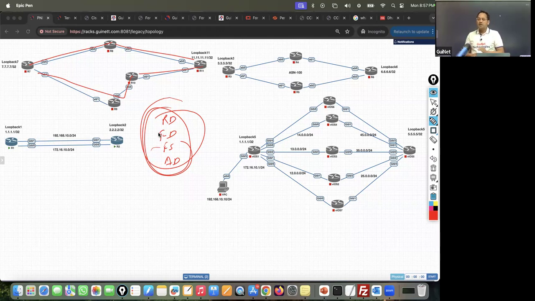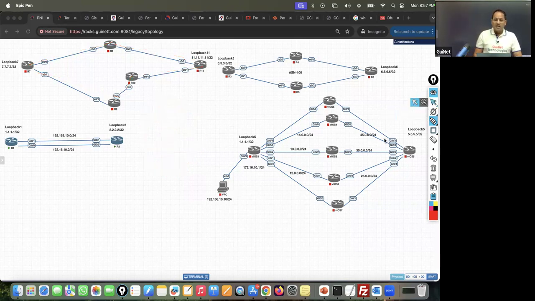But in OSPF, it is going to maintain the full link state, the entire topology, in its database. But in this case, they maintain the topology, they maintain the neighbor tables, they maintain the routing tables, but they even check the vectors for every hop, right? So EIGRP is going to act as your distance vector protocol.